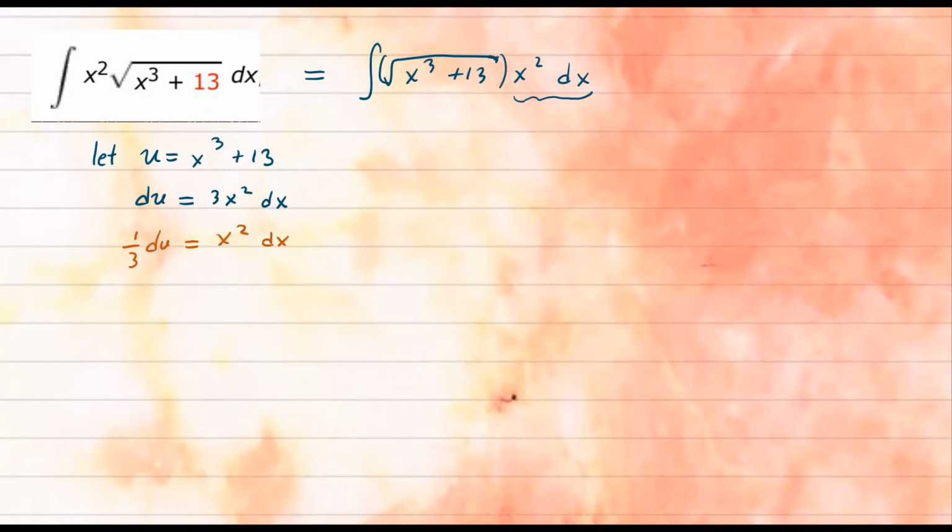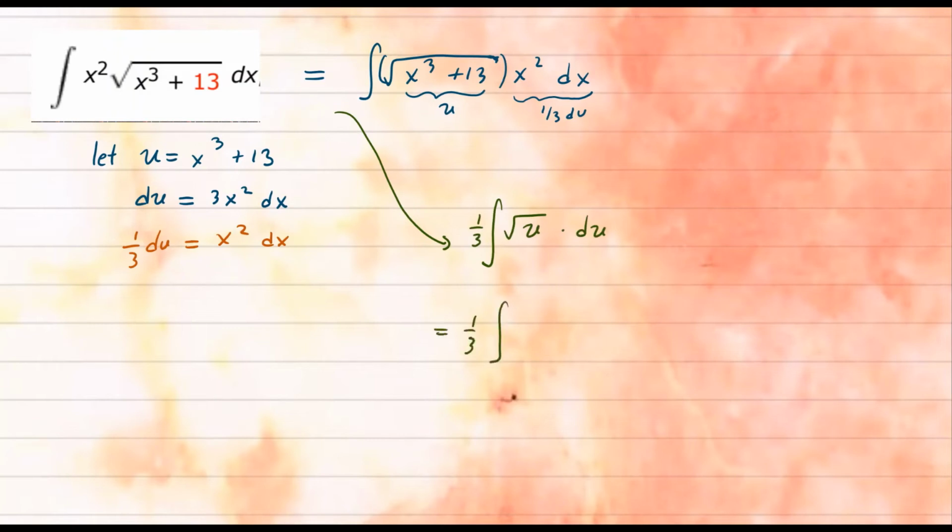Now I can make the exact substitution. So I know that this is replacing u, and this is replacing 1/3 du. So my integral in the u variable is going to be the integral of square root of u times 1/3, you can pull it outside the integral, du. And write it in power form since we only know the power rule for integration, u to the 1/2, because square root can be represented as a power of 1/2.